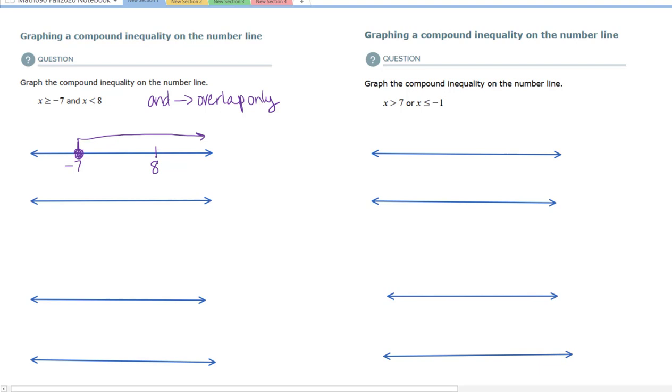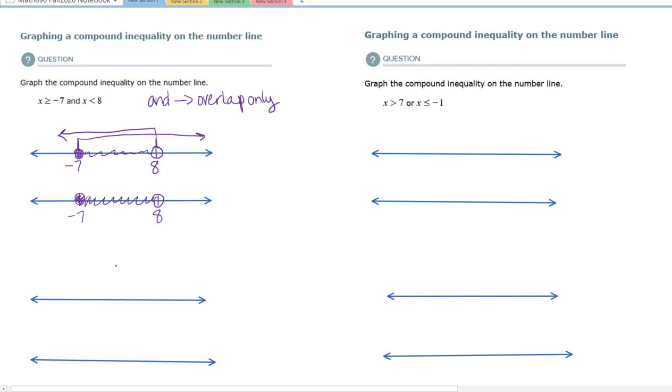Then x is less than 8. This would be an open circle, and now it's going to go to the left. And so again, so that I can see the overlap, I'm going to draw up above a line going to the left. And so now I can see that the overlap happens only between the two numbers. So what you would have for your final answer would just be in between here. So when we clean it up, it would look like this.